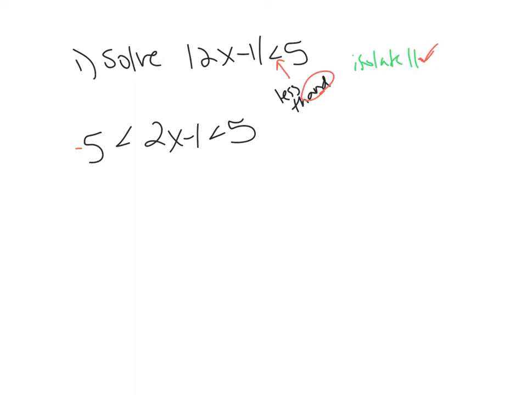And now we're just going to isolate the x, solve for x. So if we solve for x here, we have a minus 1 that I need to move to both sides. Since we have a compound inequality, I'm just going to do it all at the same time. So I can add 1 to the right, and add 1 to the left. So we have 2x is less than 5 plus 1, which is 6. And negative 5 plus 1 is negative 4.